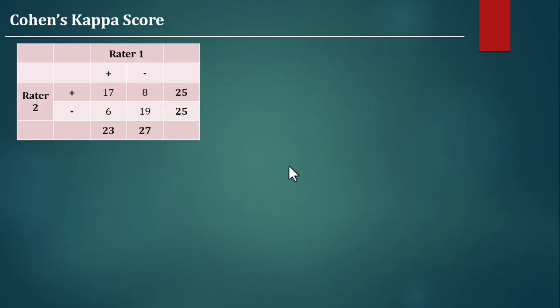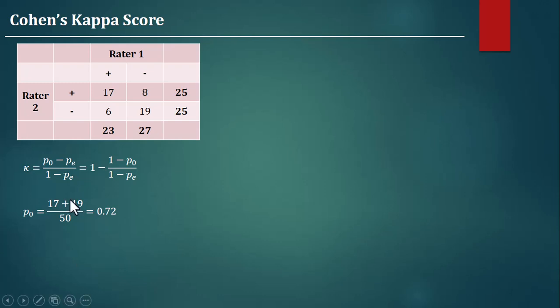So consider these are rater 1 and rater 2. This is our actual class label, and this is our predicted class label. And the equation of K we have derived from the previous slide. P0 is equal to (17 plus 19) by 50, because P0 means the truly predicted values, and 17 and 19 are the correctly predicted values. So 17 plus 19 divided by the total number of elements, that is 50. So that will be 0.72.